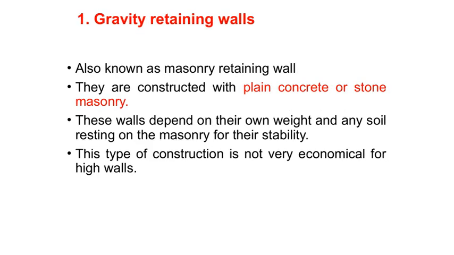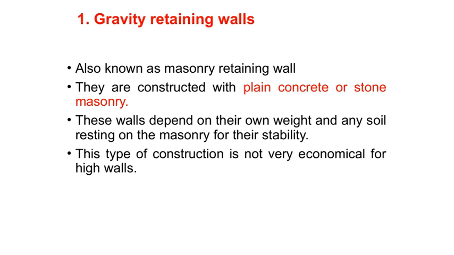So on this slide, we're talking about gravity retaining walls, which are also commonly called masonry retaining walls. These are typically built using plain concrete or stone masonry, which gives them a sturdy and durable structure. The key idea here is that these walls rely primarily on their own weight, along with the soil resting against them, to stay stable. Essentially, their stability depends on the mass of the wall itself and the pressure exerted by the soil.